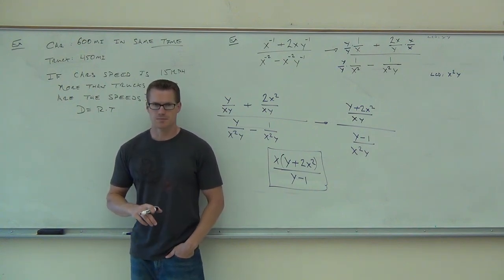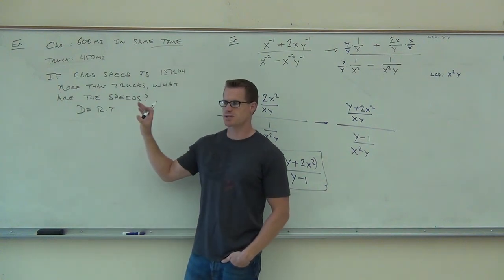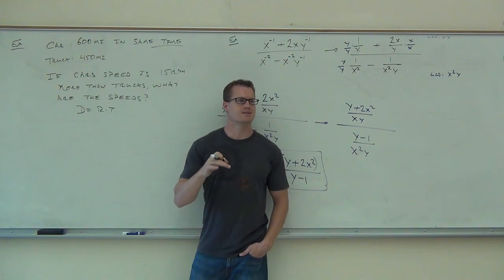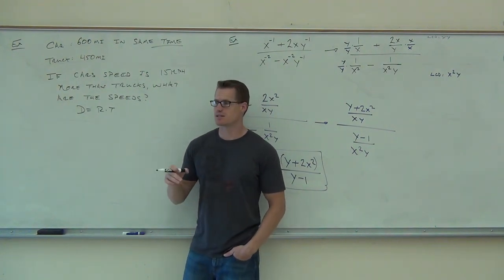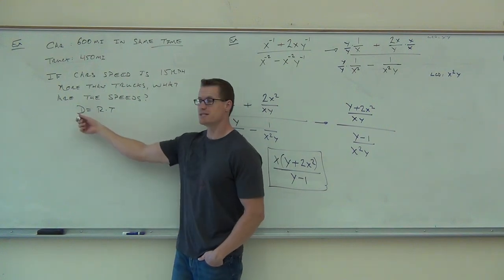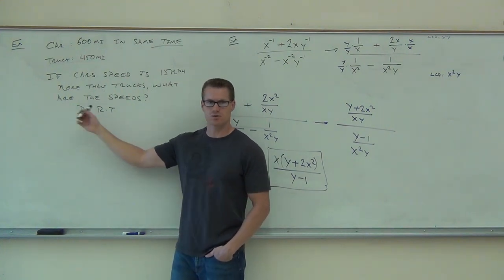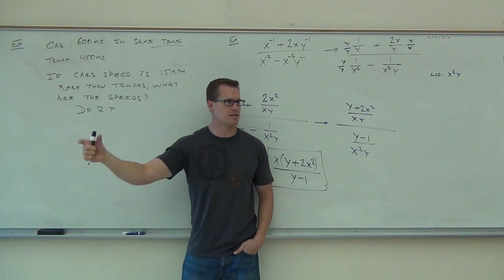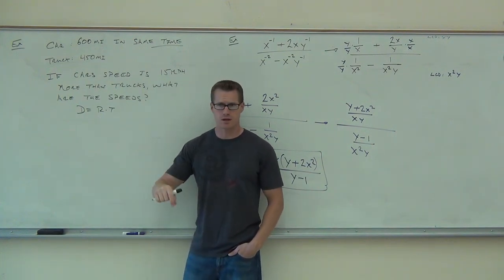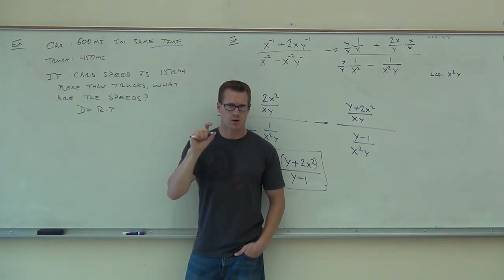Here's what you do. You look at your formula. Notice how it says distance equals rate times time. You solve for the thing that is the same. If the distances had been the same, you'd be done. D, distance, equals, that's solved for D. You want D all by itself. Distance is not the same, time is the same. What we want here is to get time all by itself.